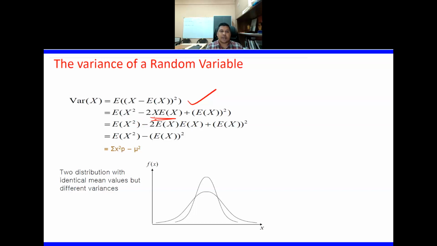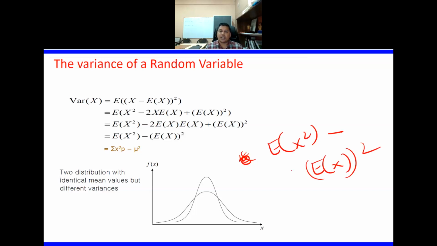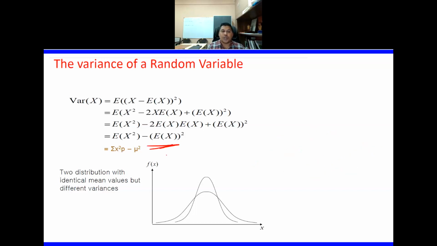E of x square minus 2x into E of x, I'm writing it as E of x square minus 2E of x into E of x. Okay, so it's nothing but E of x square minus E of x whole square. Okay, E of x square, how to calculate? E of x whole square, you already know. E of x whole square means the mean square. But this one is reverse.